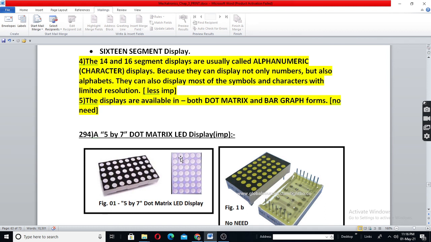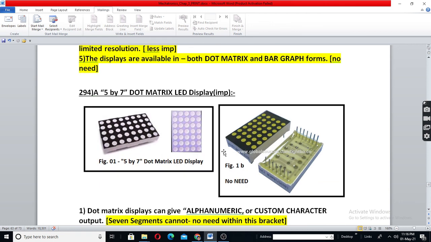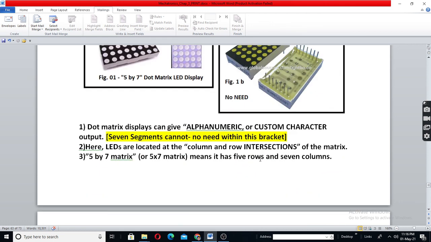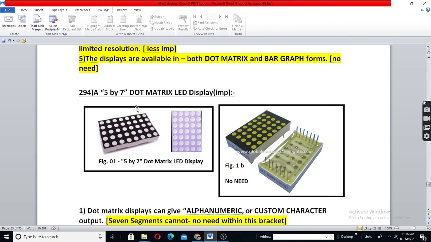Say if you want to display alphabet A, you can display A also. Say X, like this, like this, like this. You get X. These are the things. We will explain the dot matrix LEDs in the next class in detail.